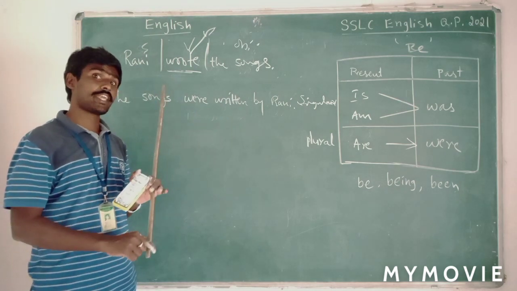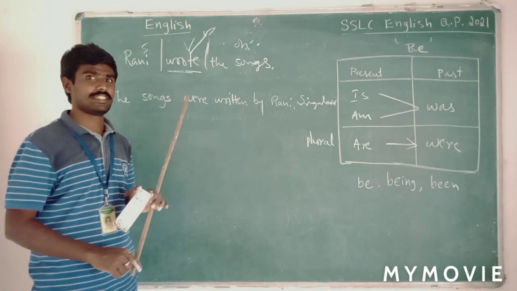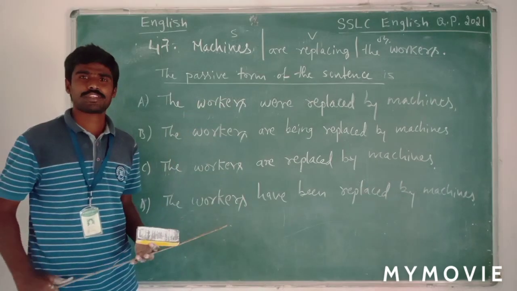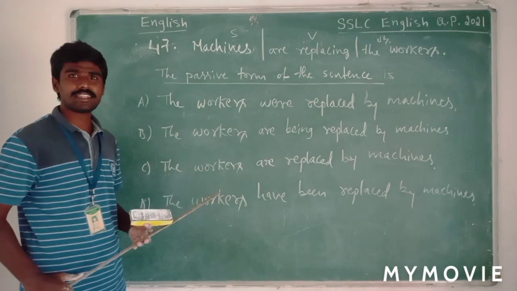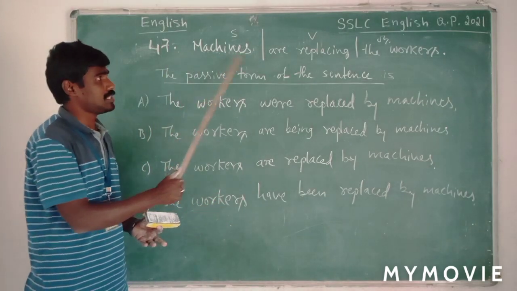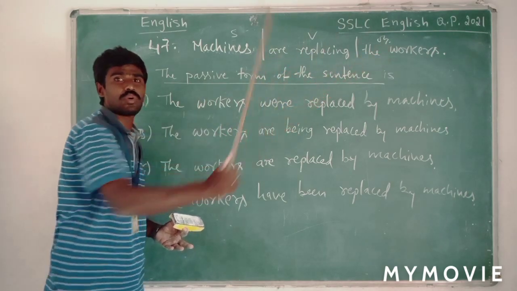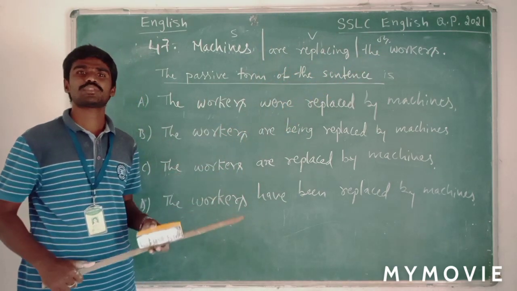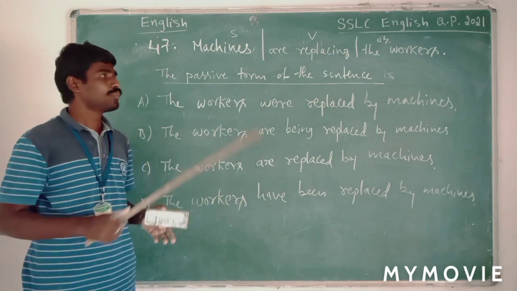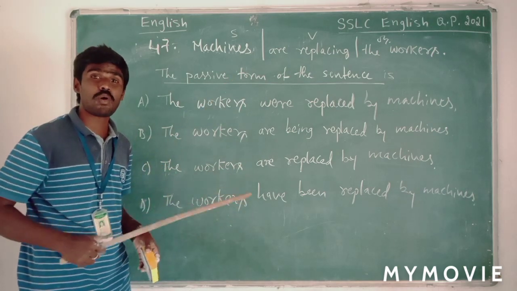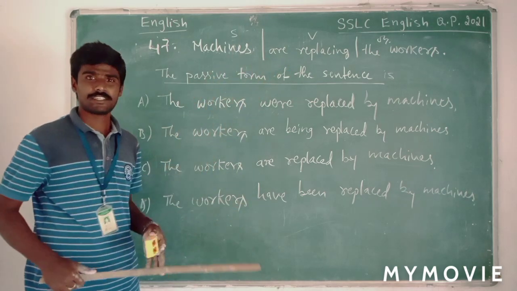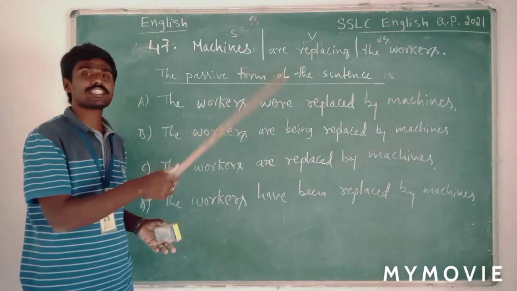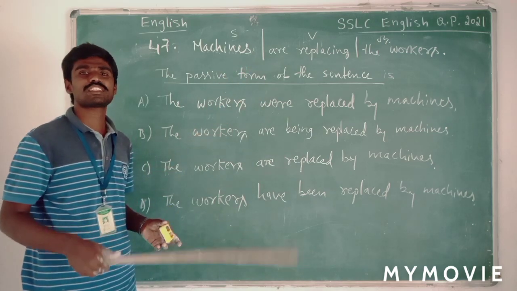Now let's go back to the question and try to answer it. Now we will solve this question. And what is the sentence here? The sentence is: machines are replacing the workers. This is the sentence which is in active voice. So we have to find the passive form of this sentence, right? So how to change this sentence into passive voice? Just follow the simple steps.